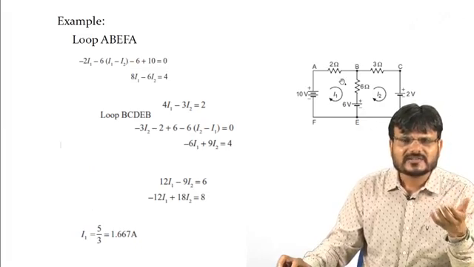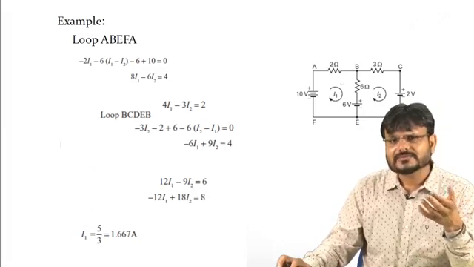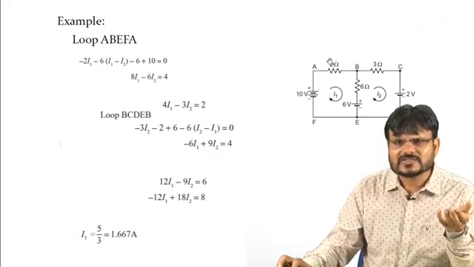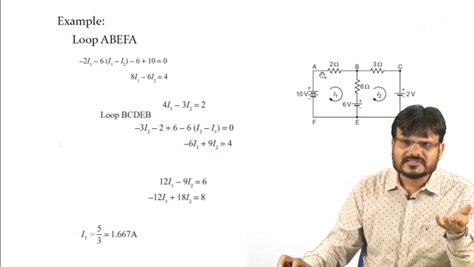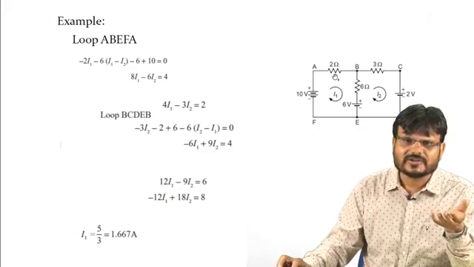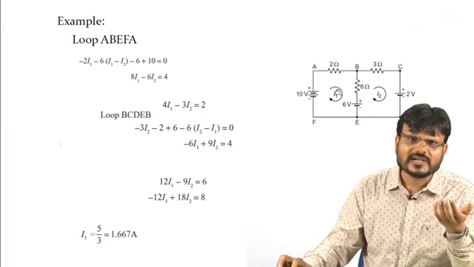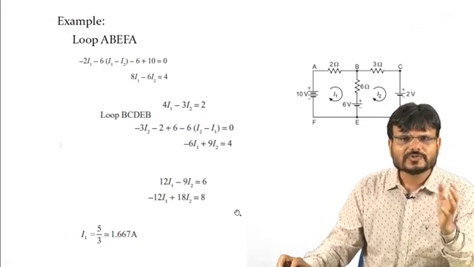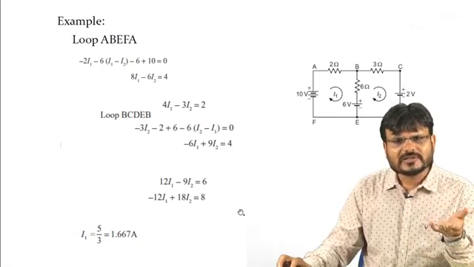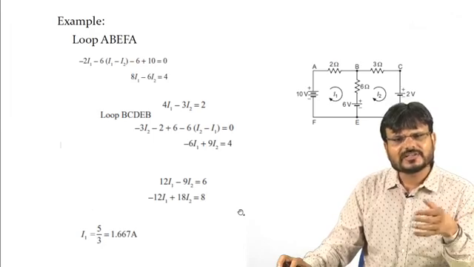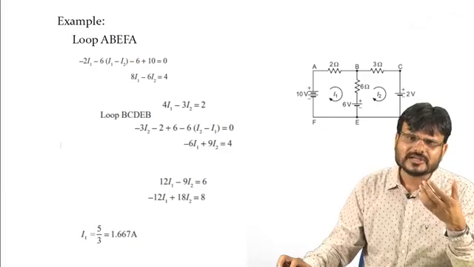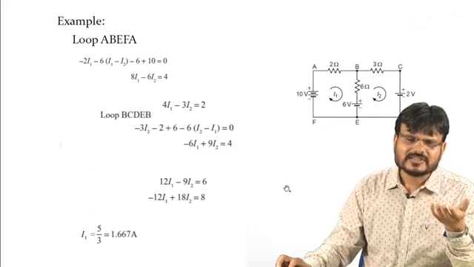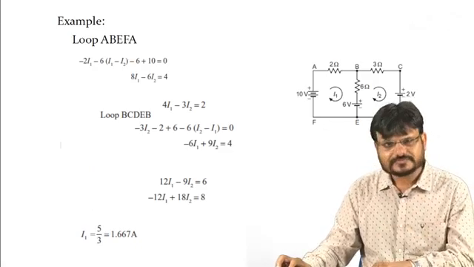Suppose it is asked what is the heat loss that occurs in this 2 ohm resistance. So heat is what? I squared R. That means the heat loss is equal to what? I1 squared into R, and R is 2 and I1 is already calculated. So if you are able to calculate the values of I1 and I2, then you can easily calculate the voltage, and you can easily calculate the power losses across all the resistances.